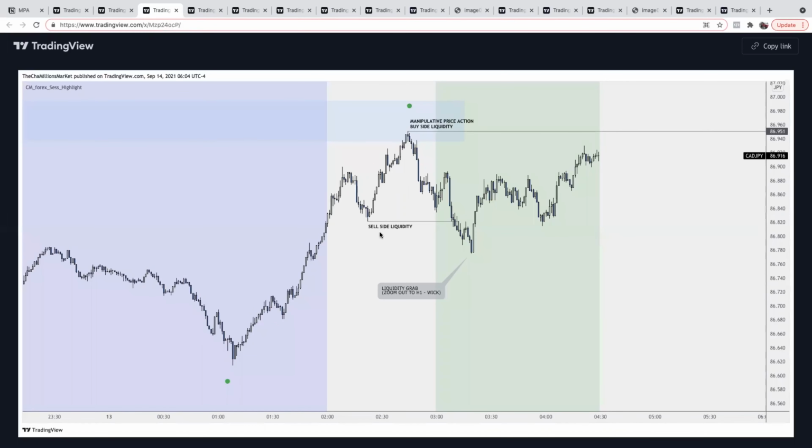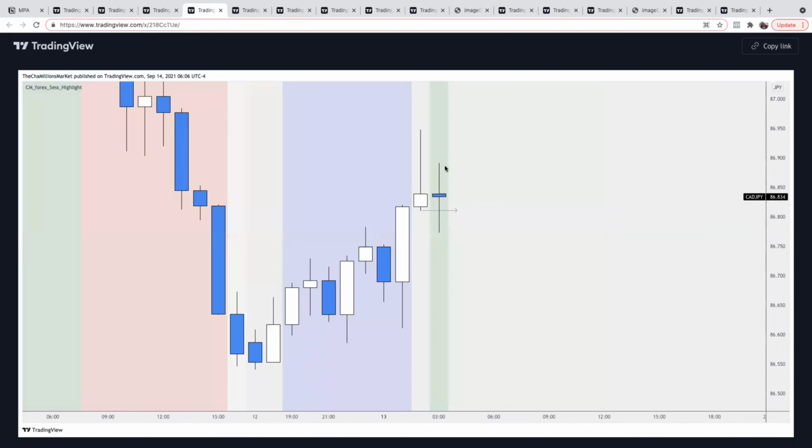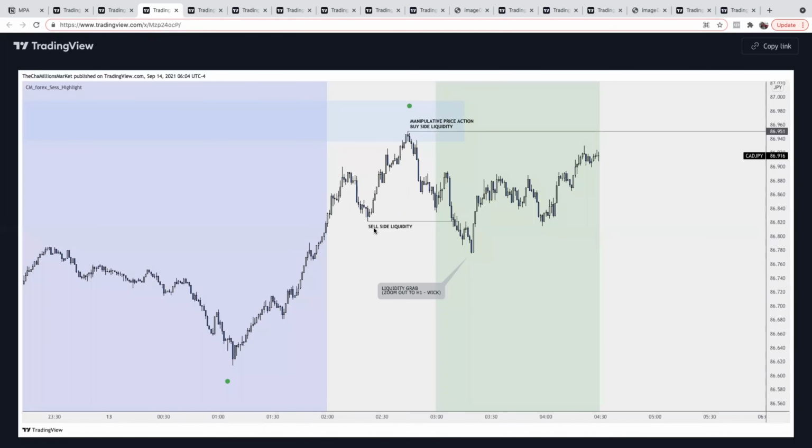However, the reason how I knew that this here was sell side liquidity is because if you zoom out to the H1, this here was a wick. I can see that the close of this H1 showed a wick, so that was potentially Frankfurt creating sell side liquidity. And I didn't know that this was buy side liquidity just yet.